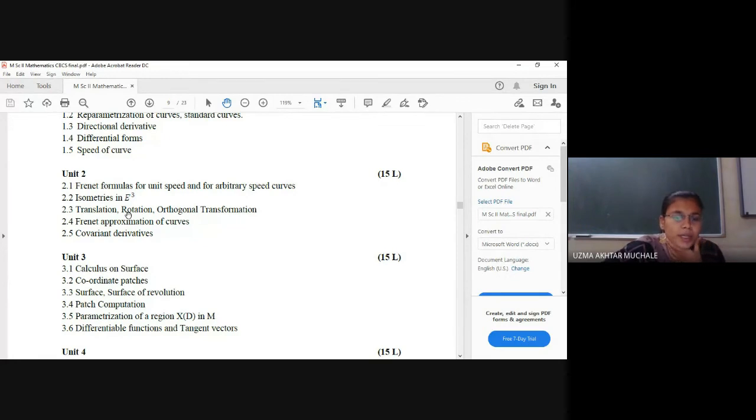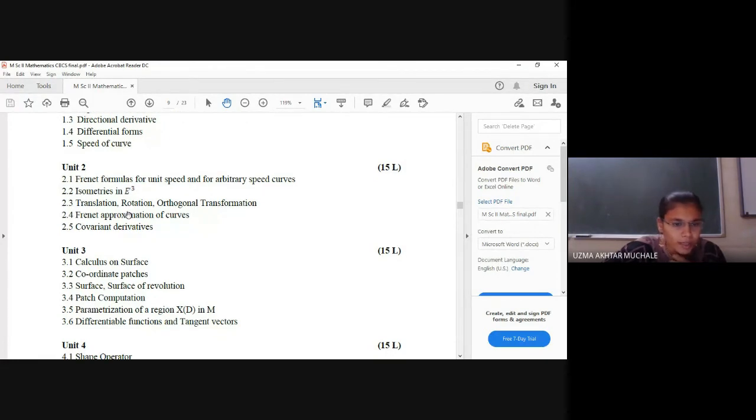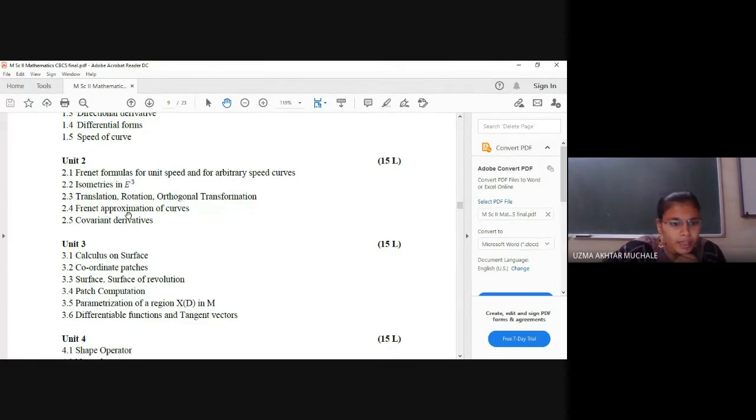Next, we have seen isometries, that is translation, rotation, orthogonal transformation, and we have seen the relation between them also. That is, whether every orthogonal transformation is an isometry, whether every isometry is an orthogonal transformation. If it is so, what should be the condition? f of 0 is equal to 0. That theorem we have proved. Next, we have seen the finite approximation of the curve. Next is the covariant derivative with respect to a tangent vector as well as with respect to a vector field.